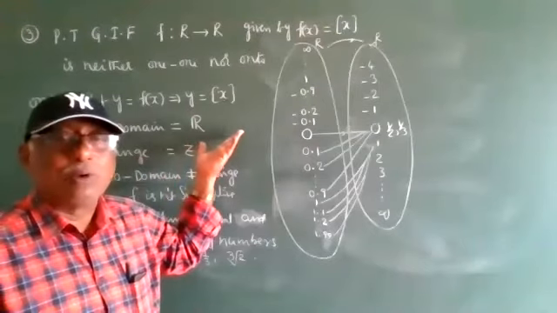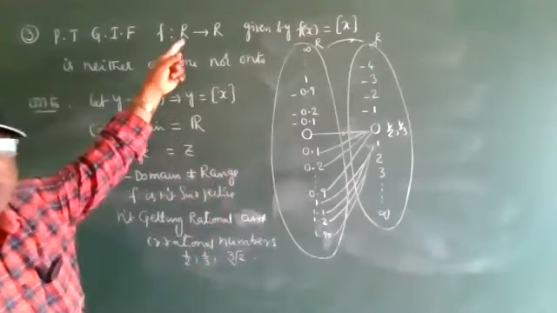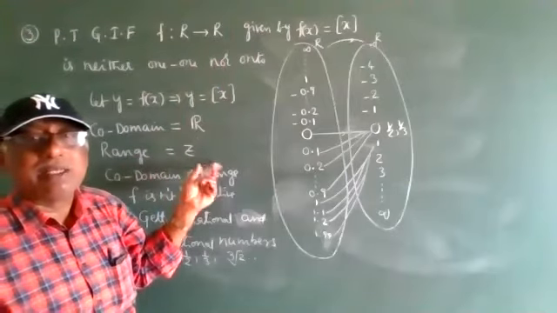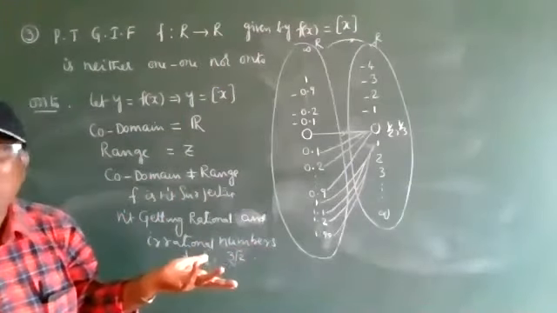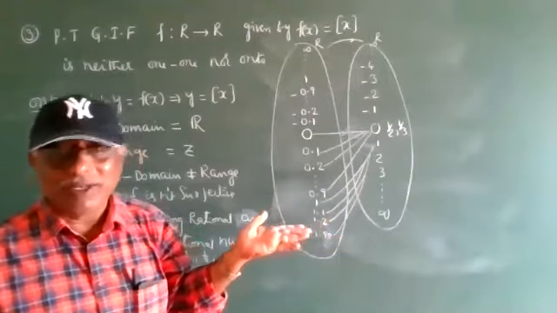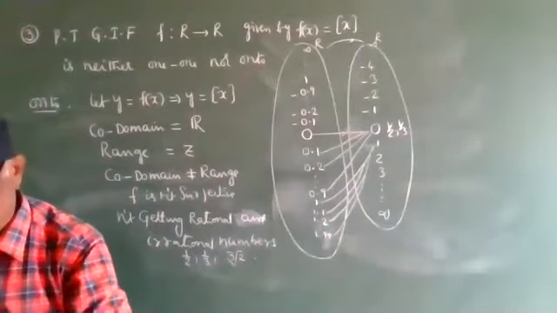The codomain is the real numbers, but we are getting only integers. Codomain and range are not equal. Therefore, it is not an onto function. Finish. Right, I will go through the fourth problem.